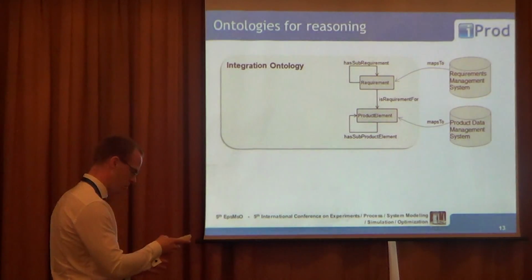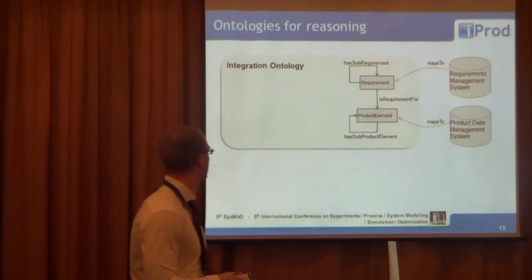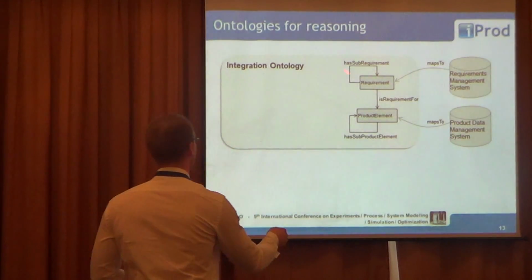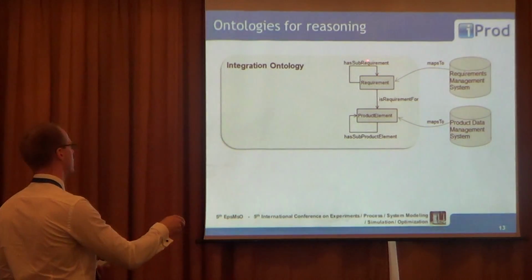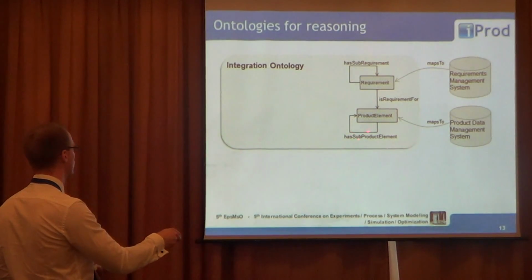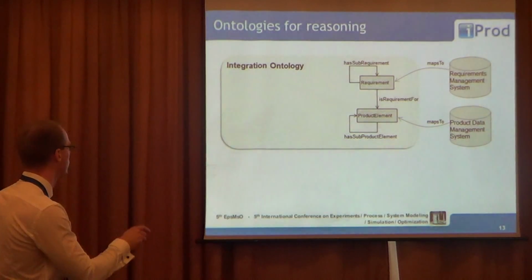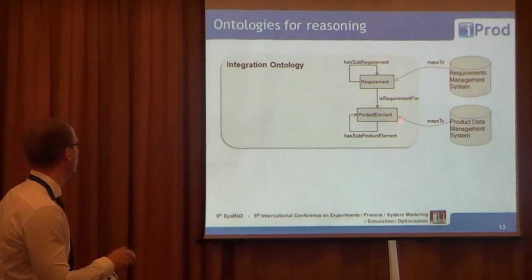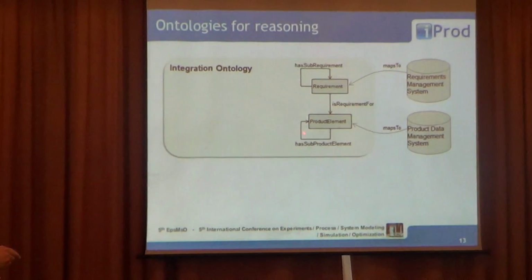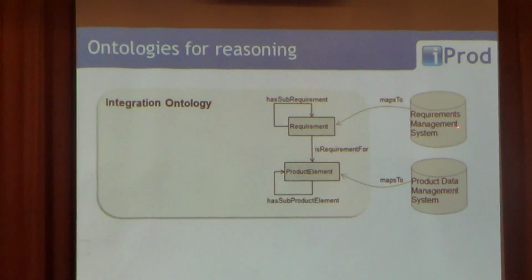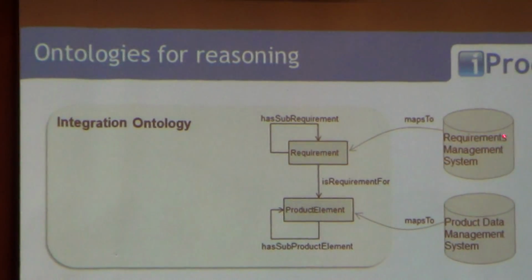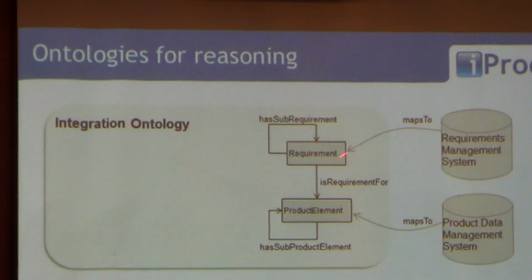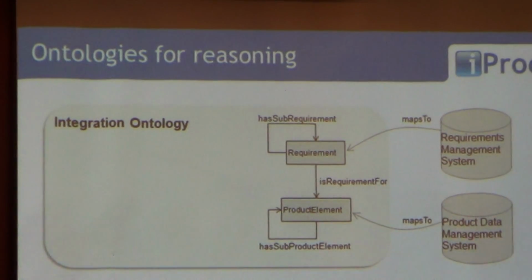You would say, okay, in that model, we just have the concepts requirement and product element. Requirements can be hierarchically structured in a tree. Product elements can also be structured hierarchically. It's very simplified, I know. And requirements can refer to product elements. And we have this linking model, and we have mappings between the proprietary systems and this model so we can link data. So this is the kind of thing you would like to have.